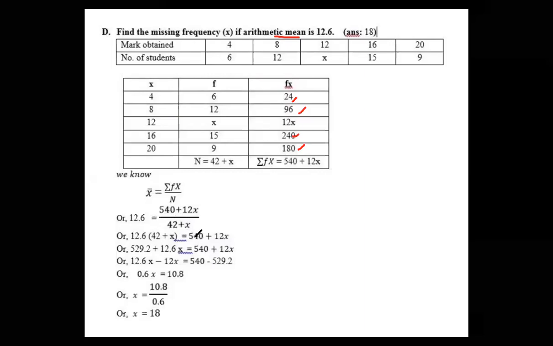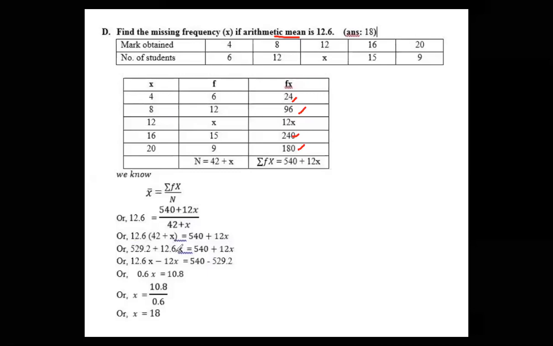Equals 540 plus 12x. So 12.6 into 42 gives 529.2, and 12.6 into x gives 12.6x, equals 540 plus 12x. Now x terms and numbers must be written together. Which is greater, 529.2 or 540? 540 is greater, so take 529.2 to this side.